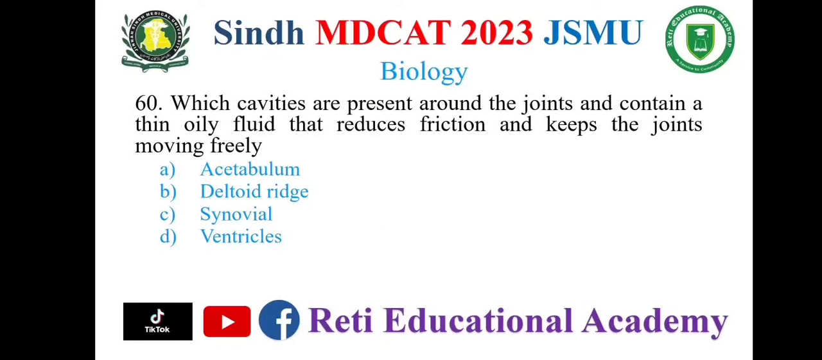Which cavities are present around the joints and contain a thin oily fluid that reduces friction and keeps the joints moving freely? A. Acetabulum, B. Deltoid ridge, C. Synovial, D. Ventricles. And the correct option is C.